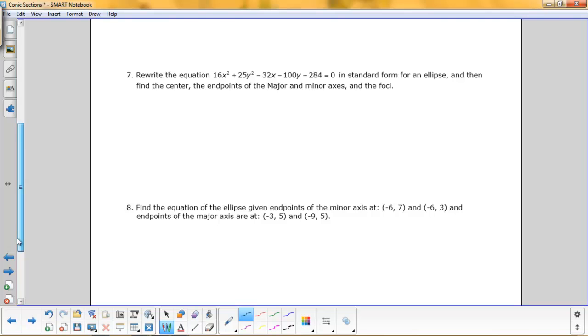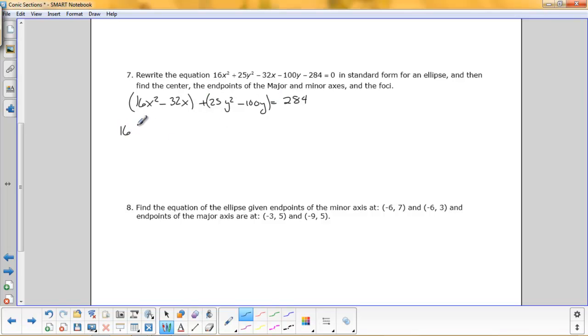Question number 7 and question number 8. Alright, it's slightly larger numbers, but that is not a big deal. They will hopefully all work out for us. Minus 32x plus 25y squared minus 100y equals 284. Go ahead and group, pull out your values.